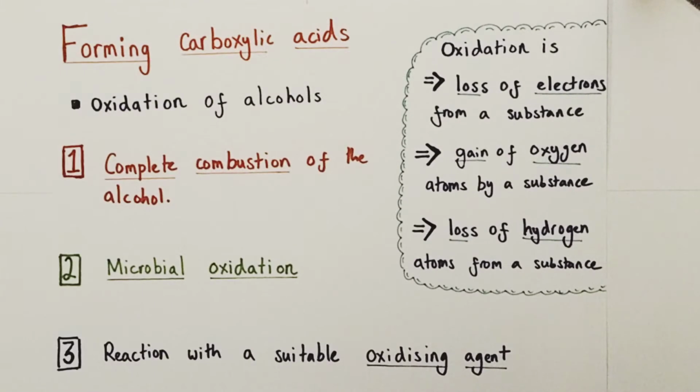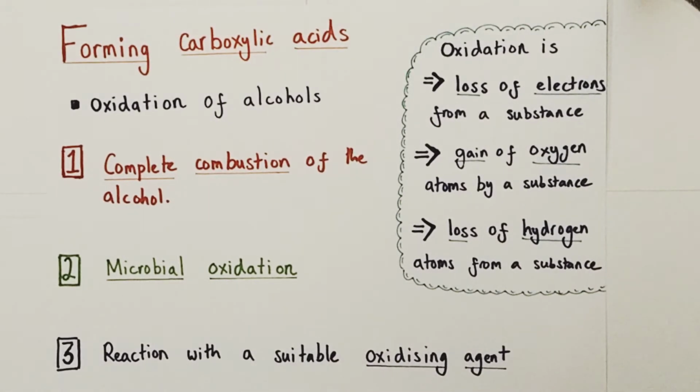Now I'd like to focus on how we actually make carboxylic acids through chemical reactions. And at this point, it might be worth also recapping just the oxidation of alcohols in terms of complete combustion of alcohols as a nice recap of the alcohols topic as well.